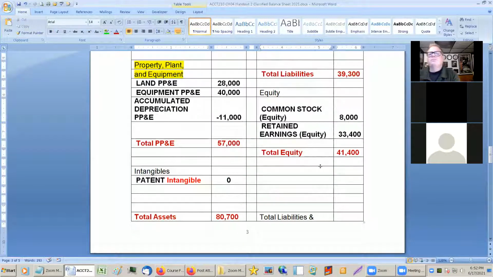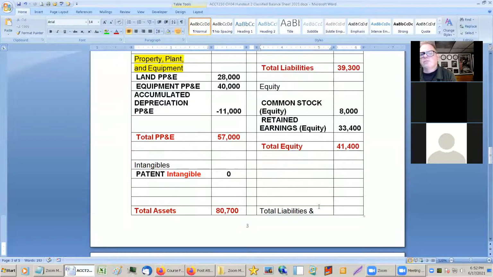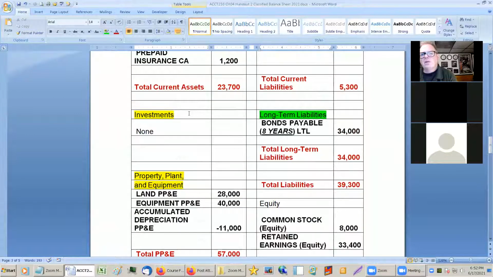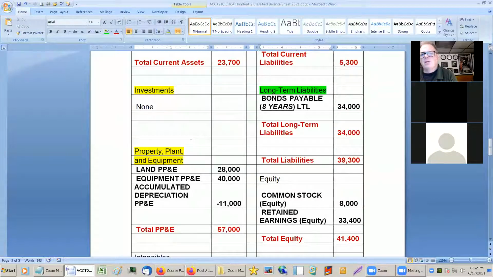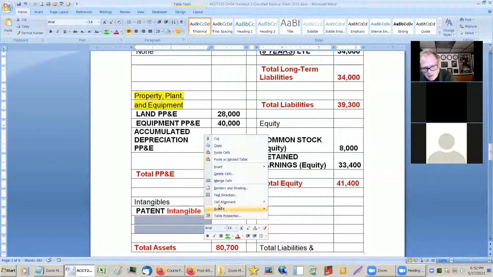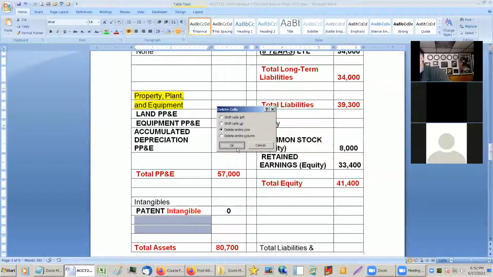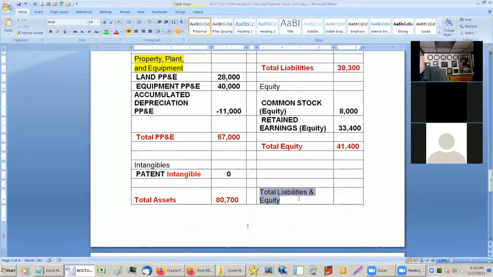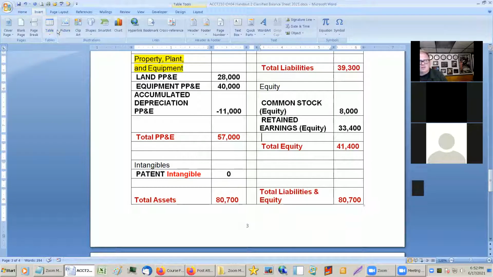Okay, so total liabilities and equity. 39 plus 41 was 80,700. They do balance just like our other balance sheet.